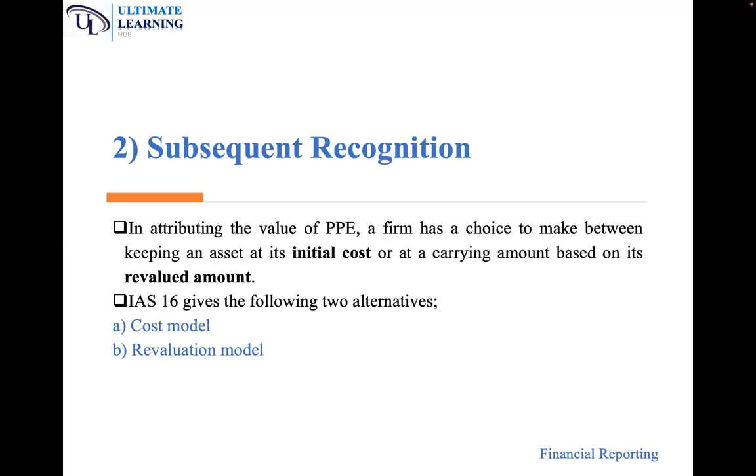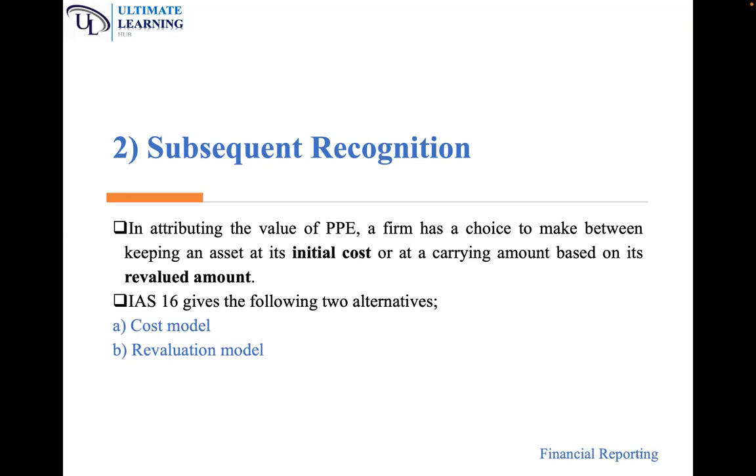And we said that when you are recognizing, there are 2 ways of recognizing. There is what we call initial recognition, and there is subsequent recognition. In the previous session, we looked at initial recognition. We said under IAS 16, PPE should be initially recognized at cost. And then we said cost includes purchase price, directly attributable cost of bringing an asset to its present location and condition, dismantling, removing, and restoration costs, and borrowing costs to be capitalized.